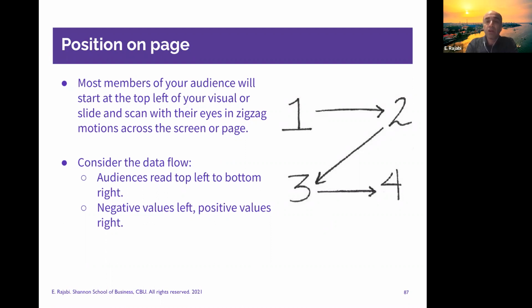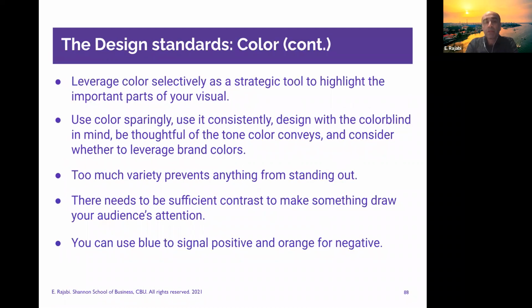For the ranking, the audience reads top left to bottom right. Negative values go left, positive values right. The design standard says to leverage color selectivity as a strategic tool. Don't use color for everything. Just use color for what you want to be highlighted. Too much variety prevents anything from standing out. You can use blue, for example, to signal positive or green, and orange or red for negative.